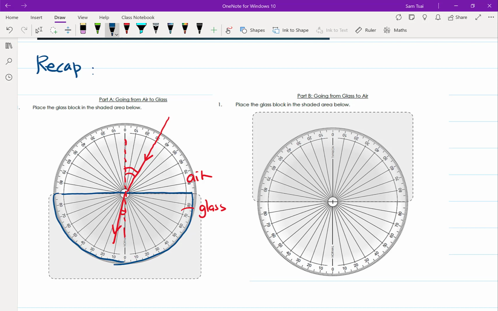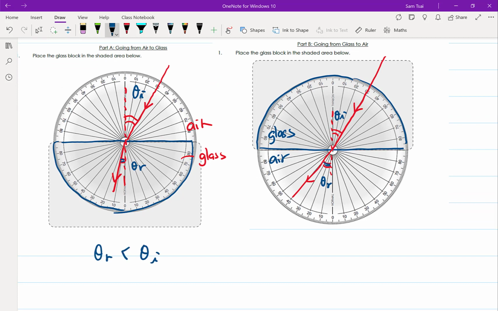Then you change it. You make the half circle glass here, so now this is glass, and you shine a light, so the light won't change direction here, also 30 degrees, and then when it comes to air, the angle becomes bigger. If we give them a symbol, this is theta I, incident, and this is theta R, refracted. What do we find? We find that theta R is smaller than theta I in the first case, and in this one theta R is greater than theta I.